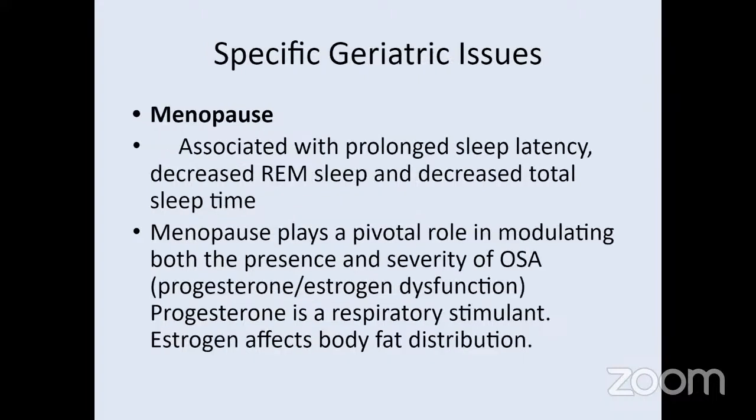So there are certain issues that can lead to insomnia and that are specific to the geriatric population. These include menopause. Menopause is associated with prolonged sleep latency, decreased REM sleep, and decreased total sleep time. And menopause also plays a pivotal role in modulating both the presence and severity of obstructive sleep apnea by leading to progesterone and estrogen dysfunction. And progesterone is a respiratory stimulant. Estrogen affects body fat distribution.